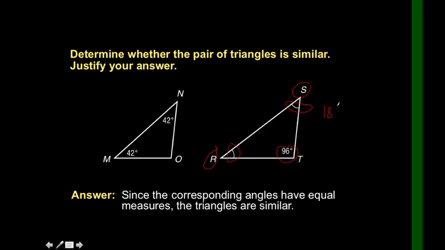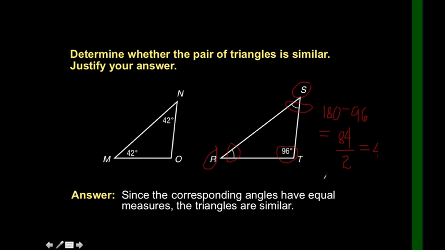180 minus 96. So, you will get 84, right? And then, since we are missing two angles, we will divide it by 2 because it says that angle S and angle R are equal. So, 84 divided by 2 is 42. Therefore, nawawala yung tinta ko. Why not?